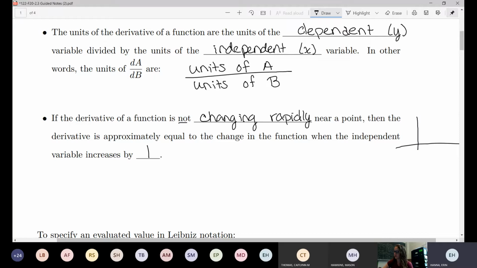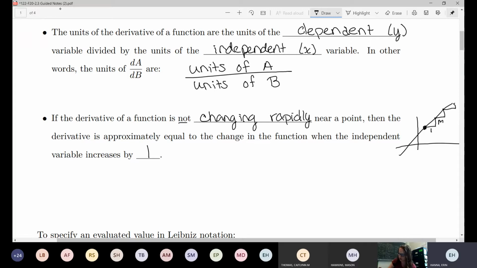Now, remember back to one of the first classes, I think, when I was talking about the two ways you could interpret a slope for the first time, and one way was the step idea for slope. If you go over 1, it tells you how much you go up in the y direction. That's essentially what this is saying: if the derivative is not changing rapidly, which again, I'll get to in a second, we can say that it's approximating the change in the y value per 1 change in x. So it's using that step idea of slope.